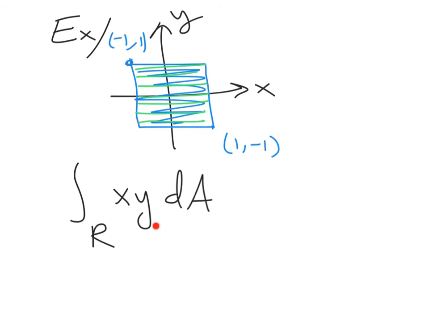Let's consider another example. Now let the function f of x comma y in the integral be xy. This function is a little bit harder to think about. It's positive some places, it's negative some places. What happens when we try to take this integral? Well, we can use this same reasoning where we go to horizontal strips.